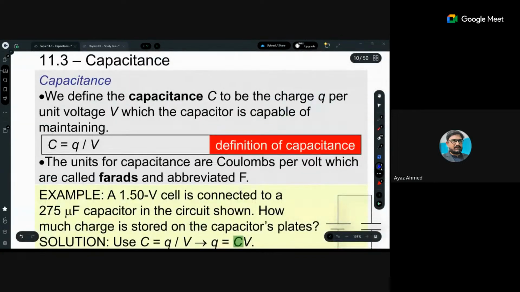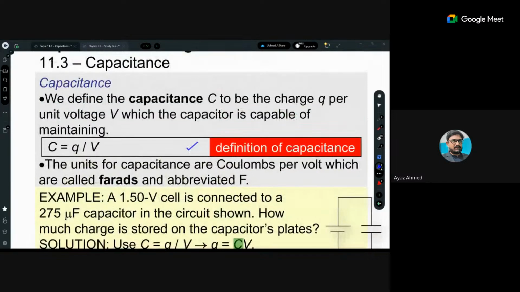Here is the basic definition of capacitance. Capacitance C is defined as the charge per unit volt V of the capacitor, or the ability of the capacitor to store charge, or to store energy. Its formula is C equals Q by V, and its unit is the farad.